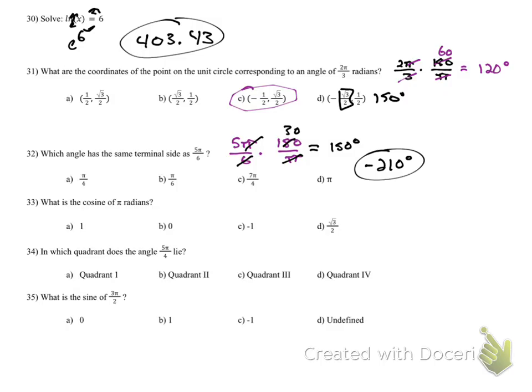All right, what is the cosine of pi radians? Pi radians is 180 degrees. And remember, it goes cosine and sine, so that gives me negative 1 comma 0. So the cosine would be negative 1 there.